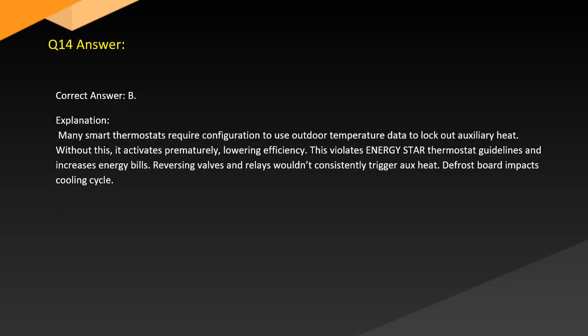Answer. Correct answer: B. Explanation. Many smart thermostats require configuration to use outdoor temperature data to lock out auxiliary heat. Without this, it activates prematurely, lowering efficiency. This violates Energy Star thermostat guidelines and increases energy bills. Reversing valves and relays wouldn't consistently trigger aux heat. The defrost board impacts the cooling cycle.